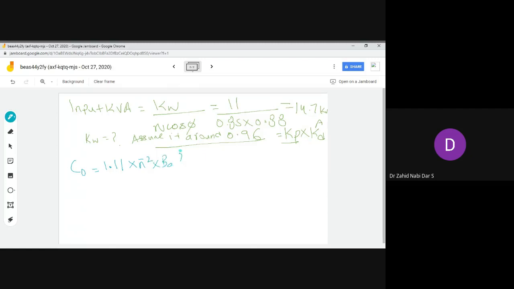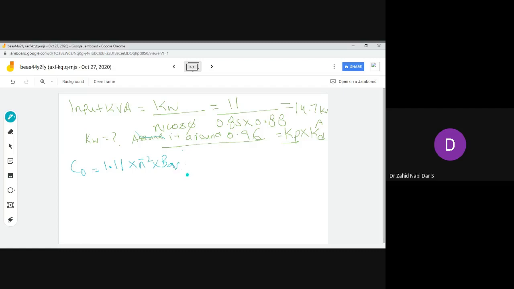Okay, wait one second, this is the problem. Eraser. Very sensitive, this board.